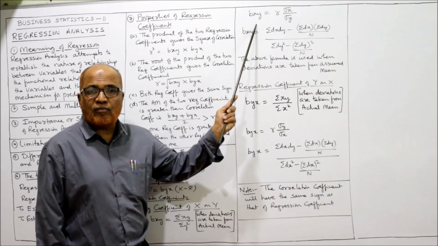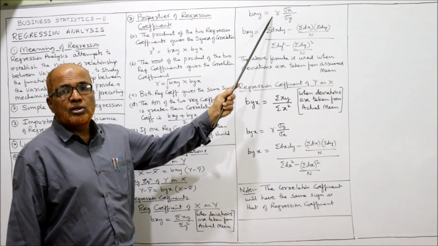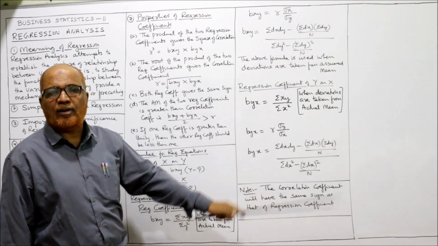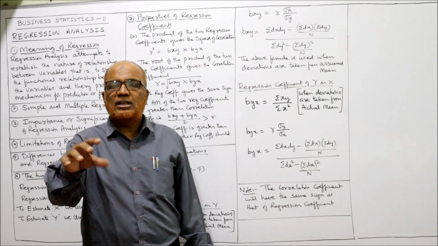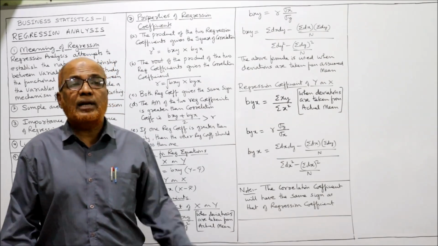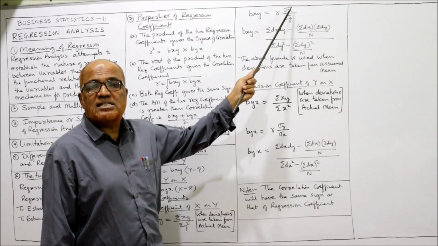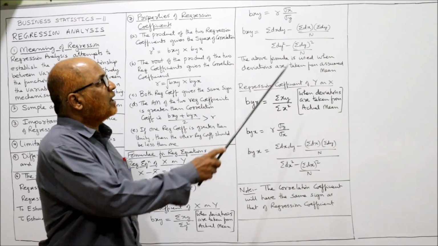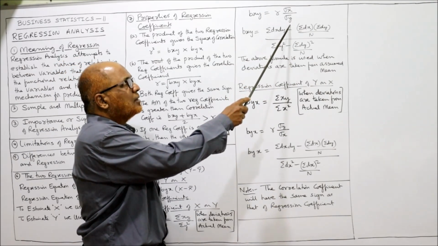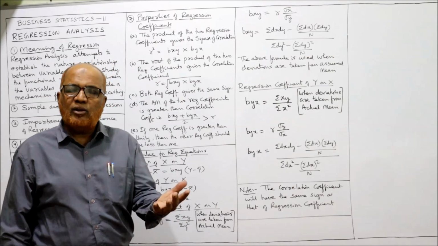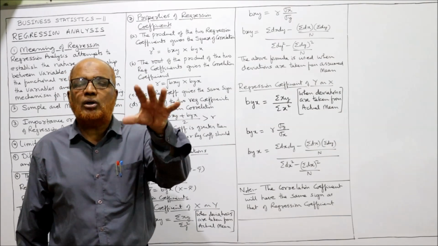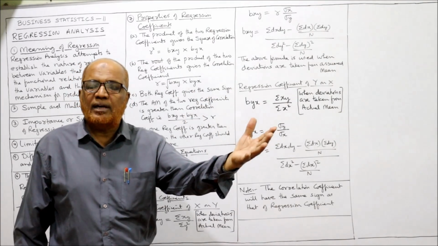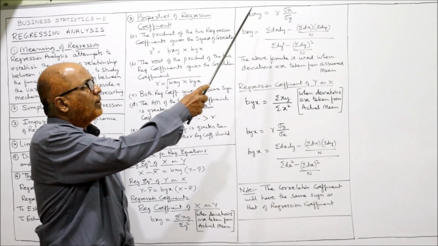Now bxy, one more formula is there: r into sigma x by sigma y, standard deviation of x by standard deviation of y. In some problems, the value of r, the correlation coefficient, is given, and the standard deviation of x and standard deviation of y are given. In that case, the formula will be r into sigma x by sigma y. You will get bxy. The value of bxy will remain the same. It depends on the information given in the problem. So according to the information given in the problem, we apply the formula.